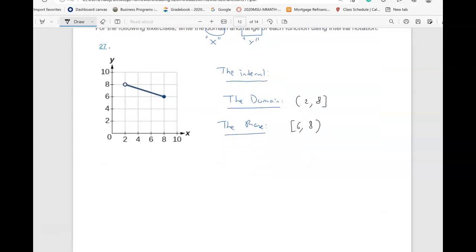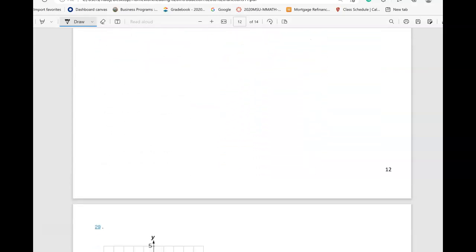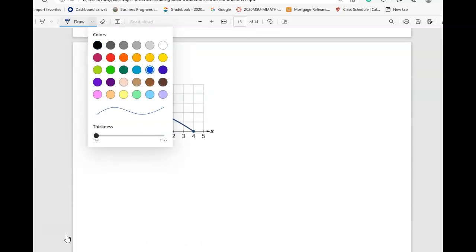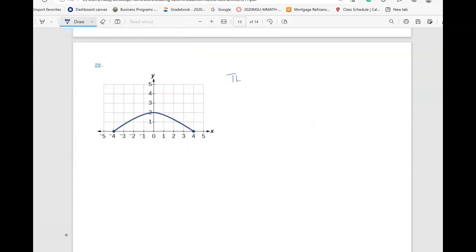Okay, let's move on to problem 29. And let me start with the domain. In this case, our domain is going to include all values from -4 to 4. Those will be all of our x values. You're looking at -4 all the way to 4.